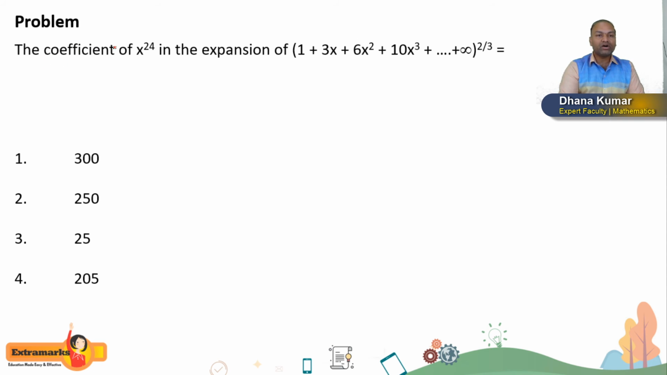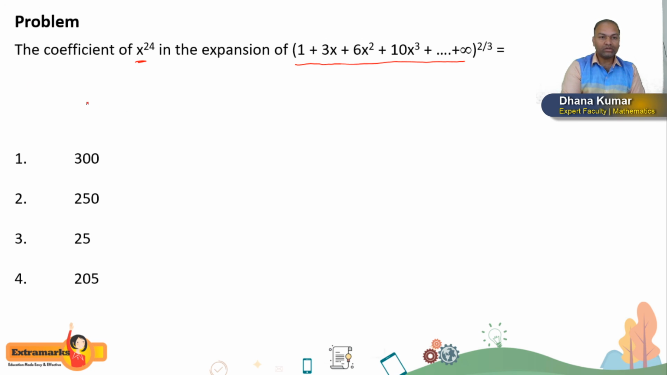The coefficient of x power 24 in this expansion. First of all, you observe this one. Here in the base, total infinite terms are there. So at that time the formula for x plus a whole power n, with n a natural number, is not possible. First important point. Before solving this question, let us see one more formula. After that we'll see that question.